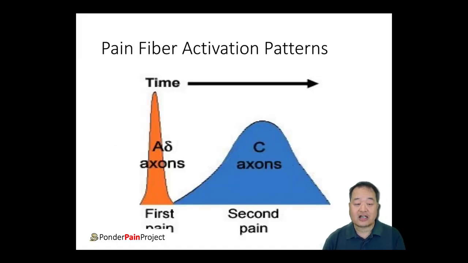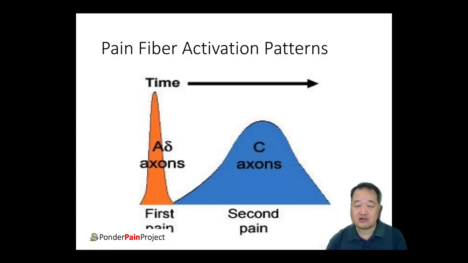Now, if we look at how they time in, if I step on that Lego or have any type of injury, we're going to feel the A deltas kick on really quickly. They're responsible for this very quick, sharp pain that occurs. But from a timing perspective, it goes on and it goes off relatively quickly. Once it starts to go off, you'll see the C fibers start to reach the brain.